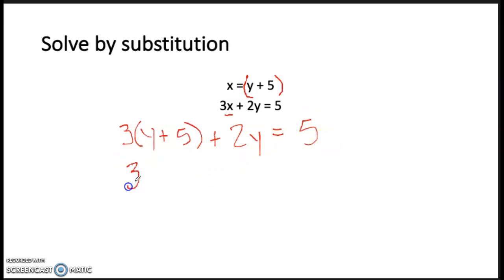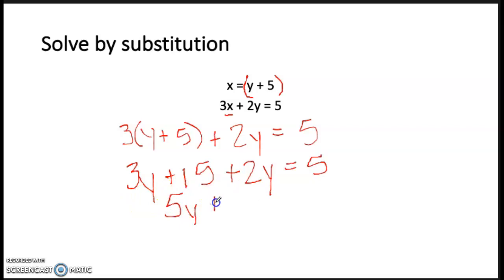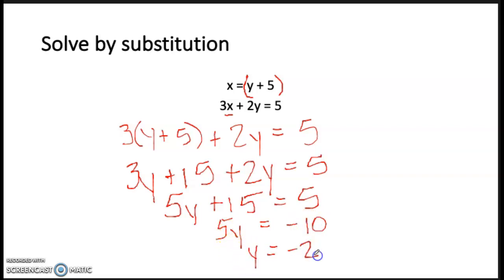I will distribute my 3 and combine like terms. So then I have 5y plus 15 equals 5. I can subtract 15 on both sides and divide by 5 on both sides. So y equals negative 2.